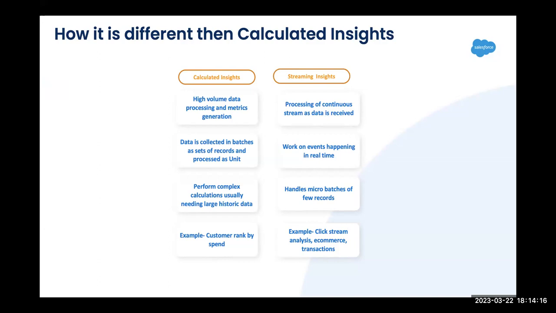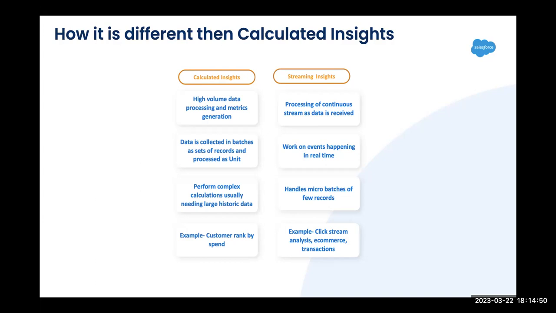With calculated insights, we usually perform complex calculations, because this is the data we already have. Once we design the unified profiles, it's always better to take that data, because we already have pure data available, so from there we can create calculations, and it supports large historical data as well. But streaming insights handles micro batches of a few records, because the streams come and hit within a fraction of a couple of seconds. So the streams will come and hit in micro batches.